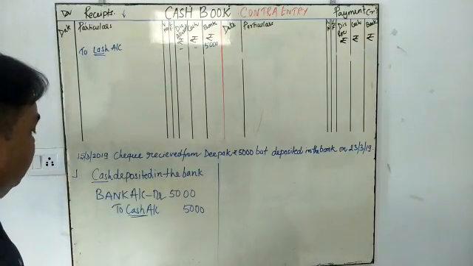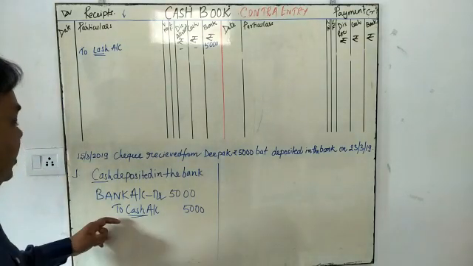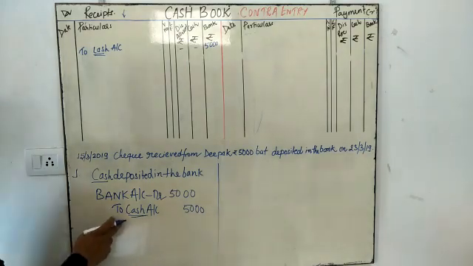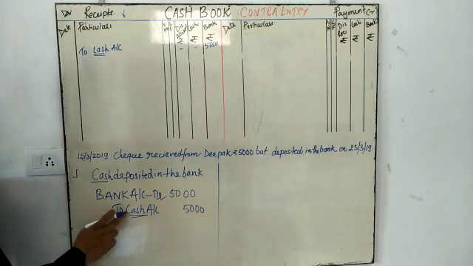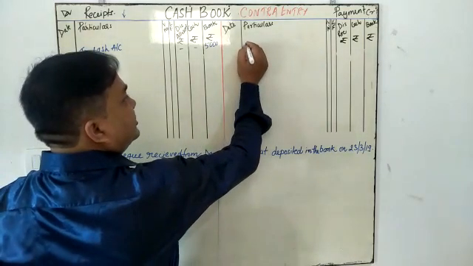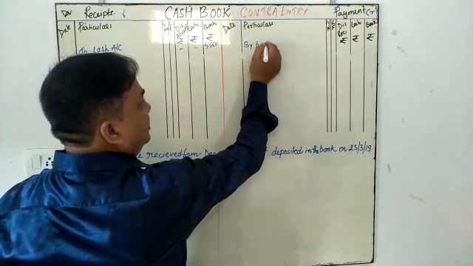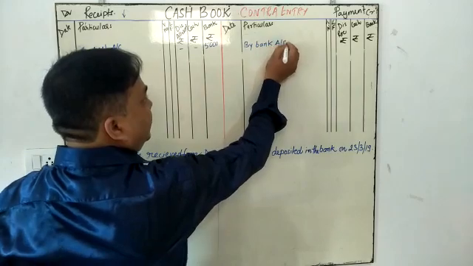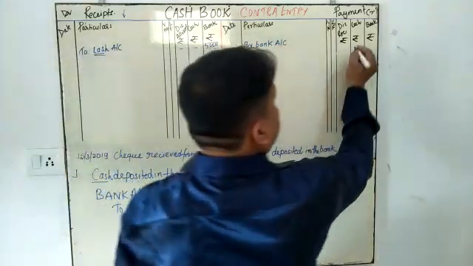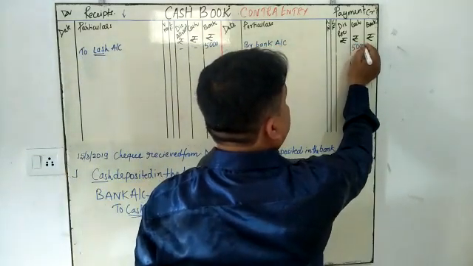Now, what will be recorded in the credit side? In the credit side, you observe the cash account. So you will go to the credit side and put the reason by bank account, not cash account. In the bank account, you will write in the cash column 5,000.